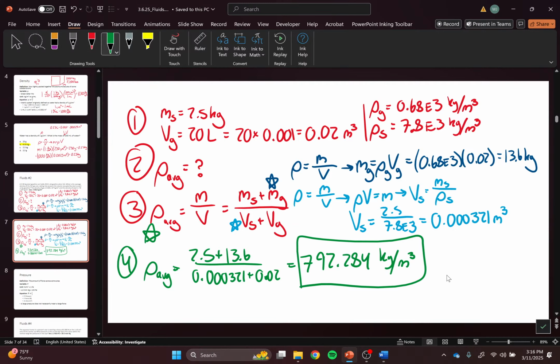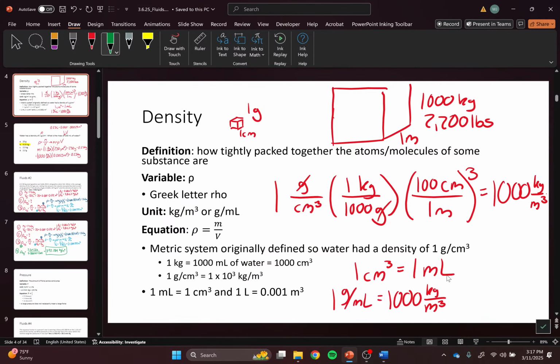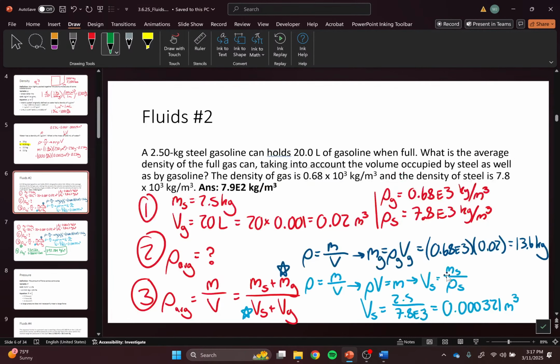Is this number bigger or smaller than the density of water? What say y'all? Bigger or smaller? Take your vote. What's the density of water? Let's start there. It's 1 gram per milliliter. We got to convert it to kilograms per meter cubed. The density of water is 1,000 kilograms per meter cubed. If you have a meter by a meter by a meter of water, it will have a mass of 1,000 kilograms. It's a lot of water.